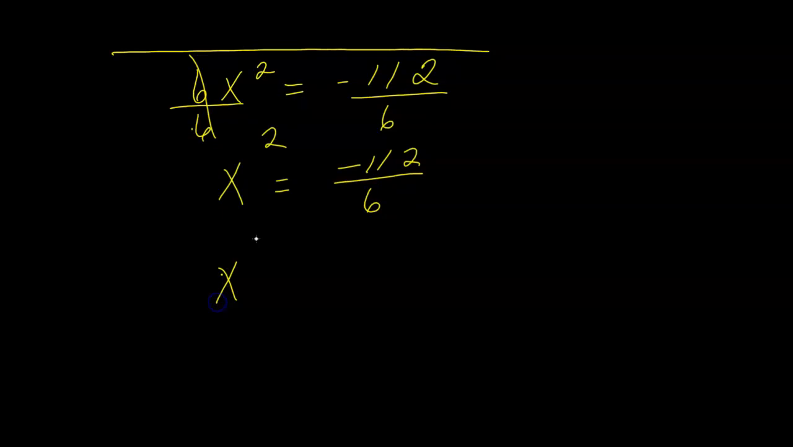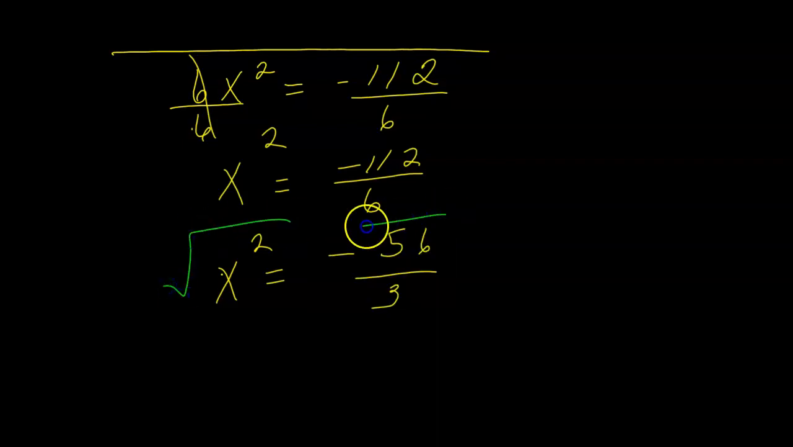So x squared equals 112 divided by 2 is going to give me 56. So this is negative 56. And 6 divided by 2 is going to give me 3. I recommend that you reduce your fractions as much as possible before you take the square root of both sides. It's going to make the numbers smaller and a little bit easier to work with.